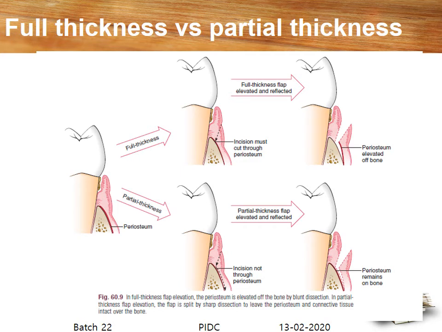Coming on to the difference, what is full thickness and partial thickness? A full thickness flap is one in which the periosteum is also included in your flap elevation. So the incision should be made cutting through the periosteum. So you can see the periosteum is elevated off the bone. Whereas in a partial thickness flap, the periosteum remains on the bone surface, and only the epithelium and part of the connective tissue is moved behind.